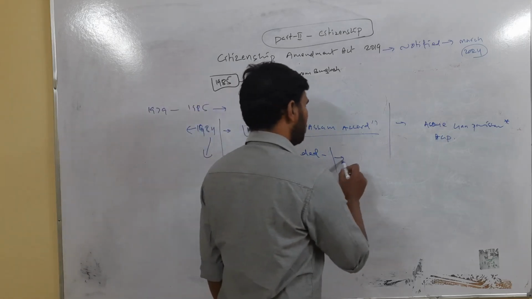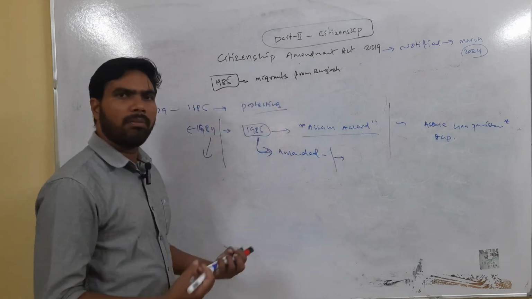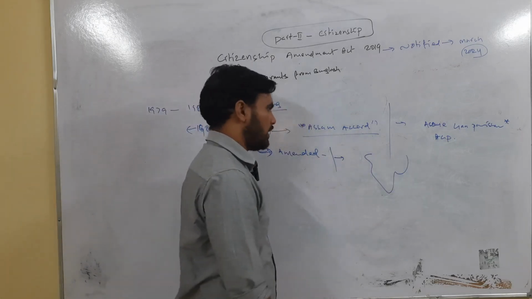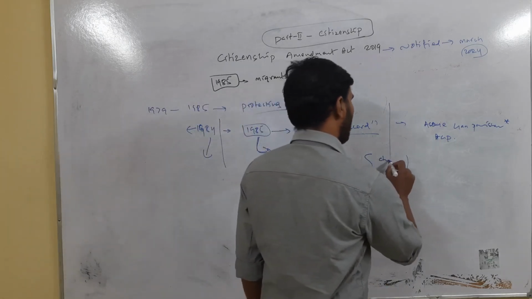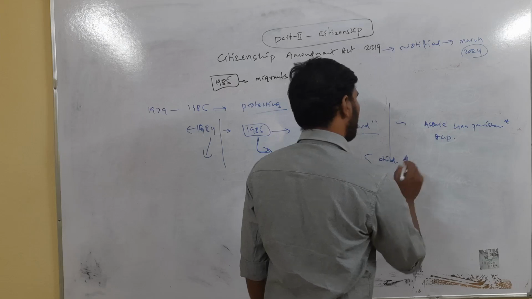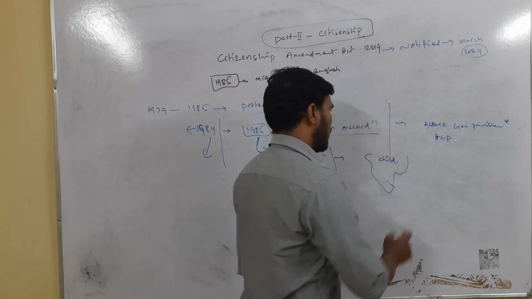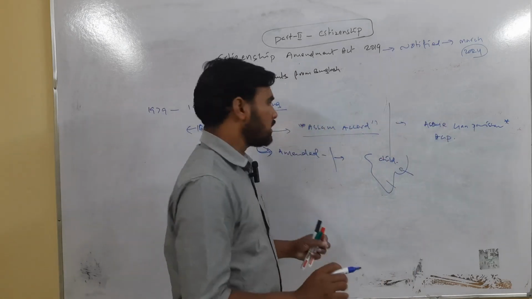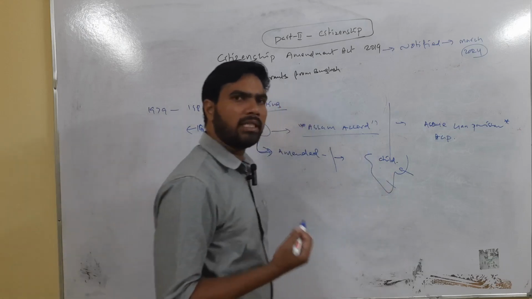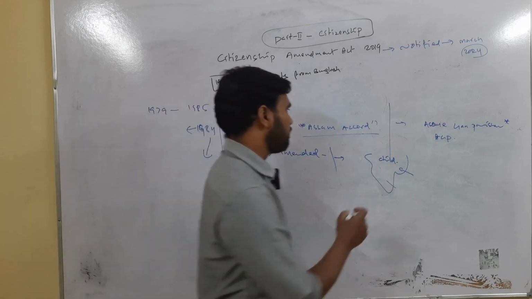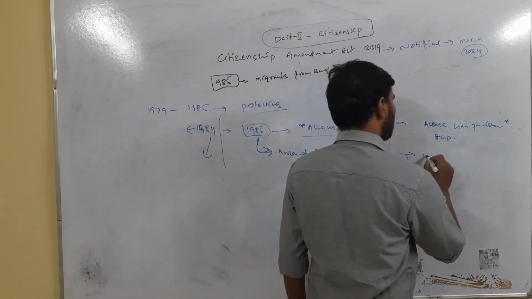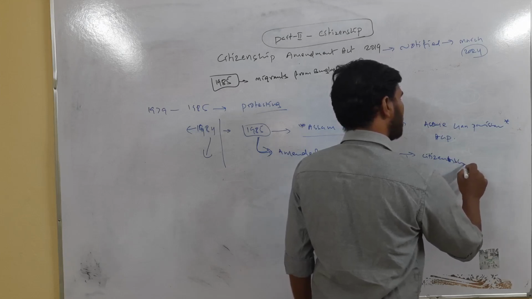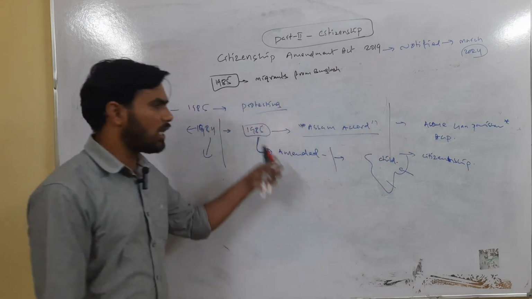From now on, before that, what was the rule for becoming a citizen? Irrespective of the nationality or citizenship of the parents, if a child was born in India, whether the parents belonged to Sri Lanka, Bangladesh, or any country, if a child takes birth on the soil of India, the child will get the citizenship of India. This was the earlier rule.